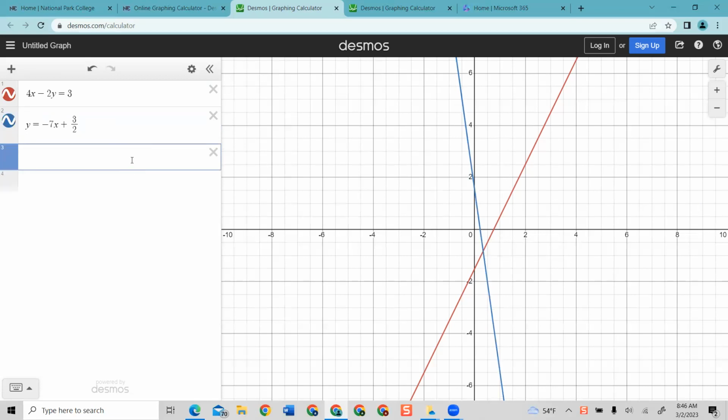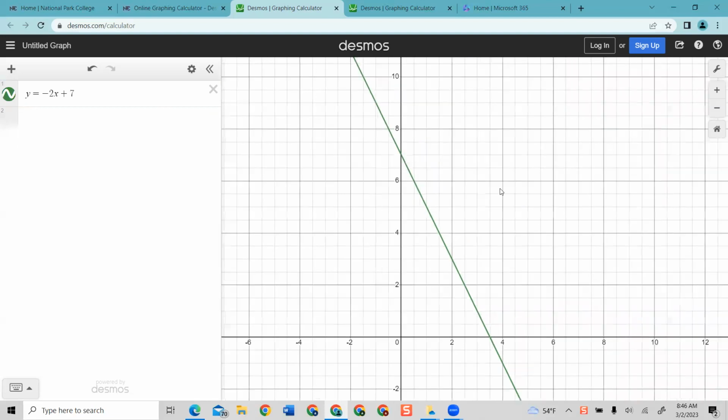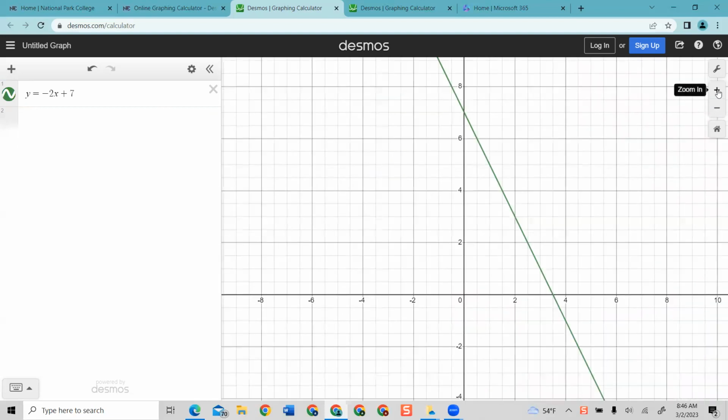Now, let's do a parabola. Let me X these two out. If I said y equals negative 2x plus 7, here we go. We got this. And look, I can zoom in and out. You have tools and you have home, so you have more. Click here and it gives me the points. Anywhere you click, it's going to give you the ordered pair. This is your y-intercept, your x-intercept, and you notice it's decreasing from left to right.